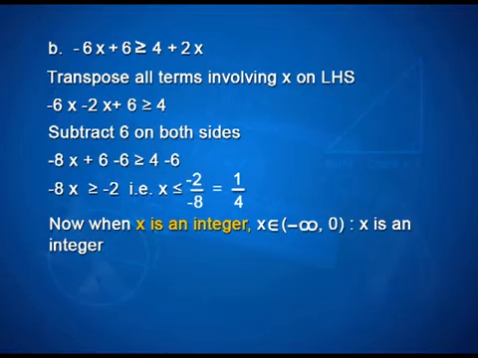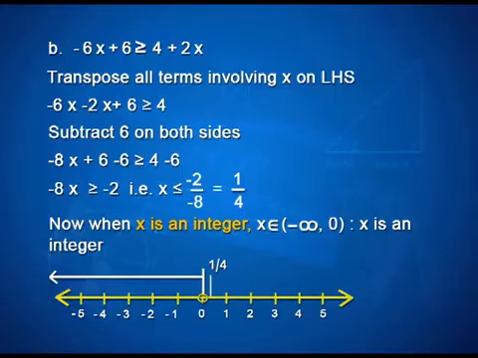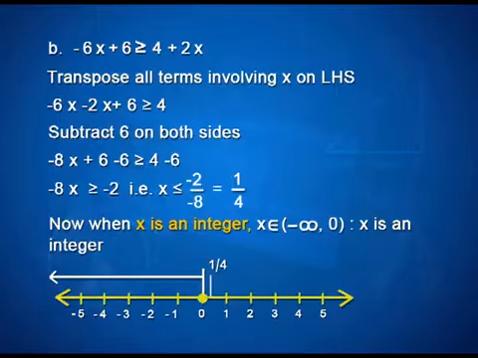Now, when x is an integer, x belongs to minus infinity comma 0, the open bracket at minus infinity and close bracket at 0. To recall, minus infinity will never have a close bracket, as minus infinity can never be attained, and when x has to be expressed in set form, the answer will be as shown on the screen. If we have to express our answer on the number line, it will be as shown on the screen.